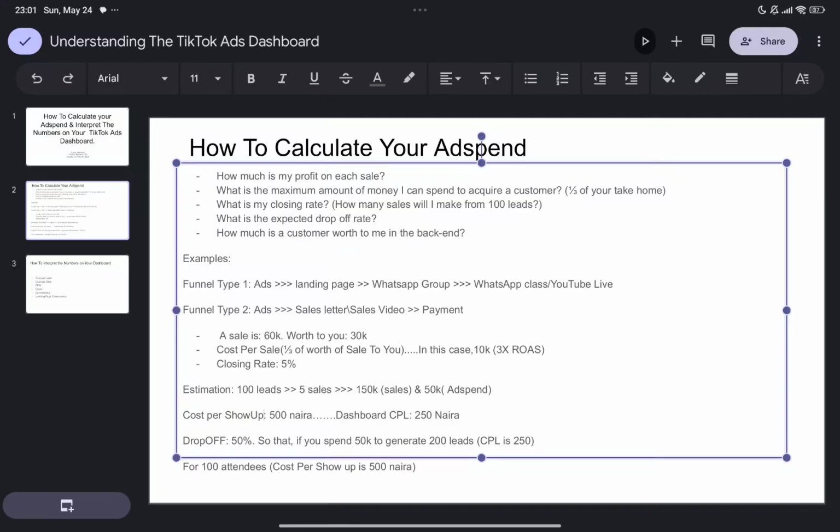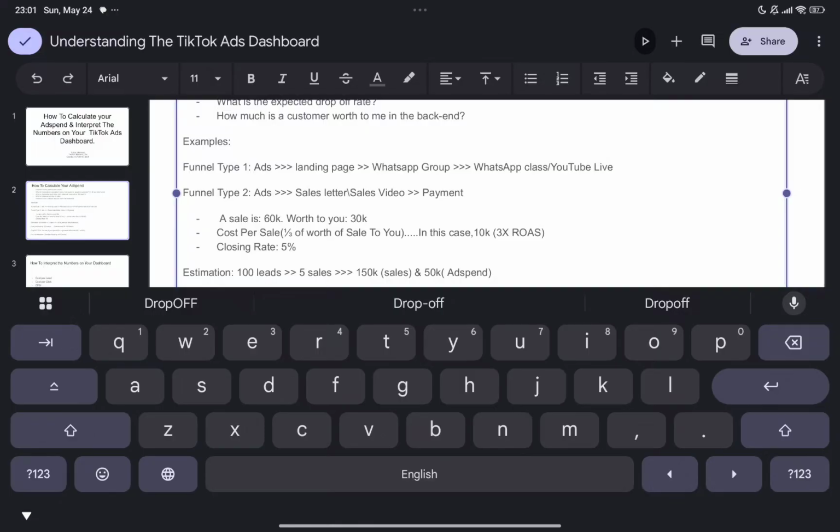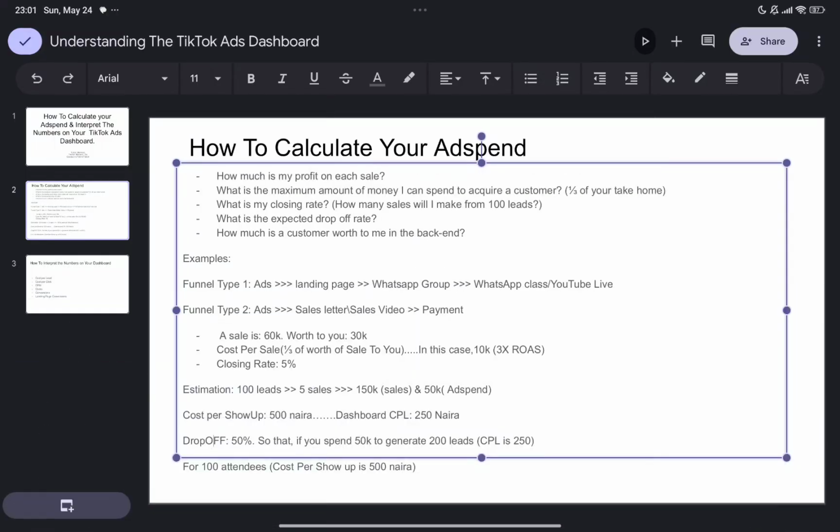So if on your dashboard you are spending, okay, let's do the maths back. So cost per show up 500 naira, and I say dashboard cost per lead is 250 naira. I'll explain what that means in a second. Now you see this drop off I have here. I said your estimation is that 50% of them will be the drop off.